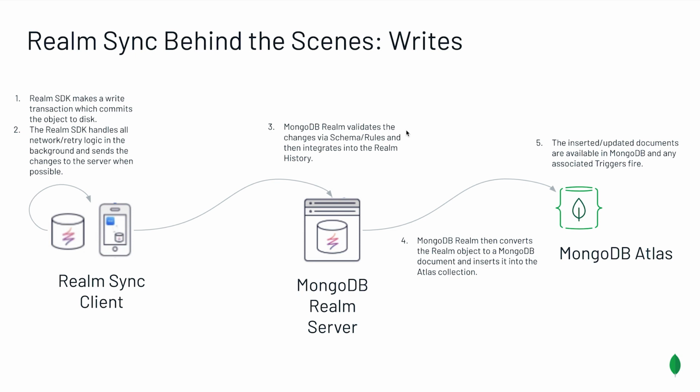From there, the reverse: if a client makes a write on the mobile device, it first writes and commits it to disk, and then in a background thread, it gets the operation, keeps a queue of those operations, and sends them to the sync server. The sync server receives that, translates it into an MQL command, and writes that data to Atlas.